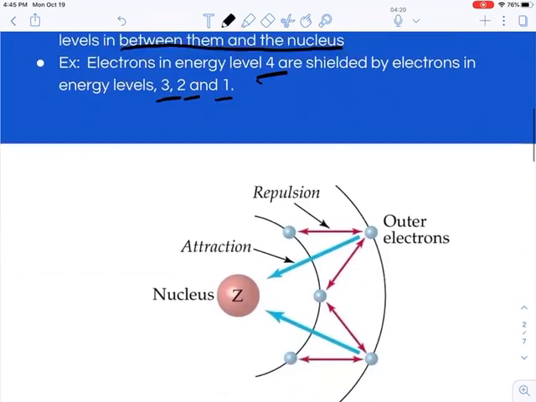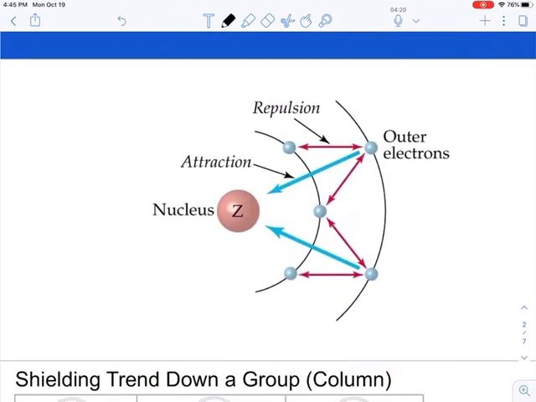So what does shielding look like? Well, this diagram gives us an image of what shielding looks like. Remember, electrons are negatively charged, and they're attracted to the positively charged nucleus, and that's shown by this blue arrow. So this is showing the force of attraction between this electron and the nucleus.